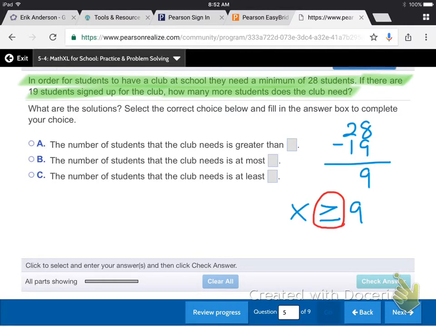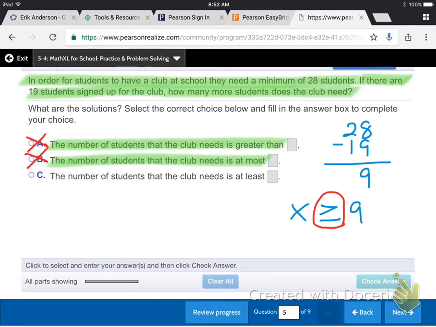Okay? So do they need... Is the number of students that the club needs greater than? No, because it's greater than or equal to. So we know it cannot be choice A. What about choice B? The number of students the club needs is at most. So is there a maximum number of students that if they get them in the club, then they'll have too many? No, the problem didn't say anything like that, right?